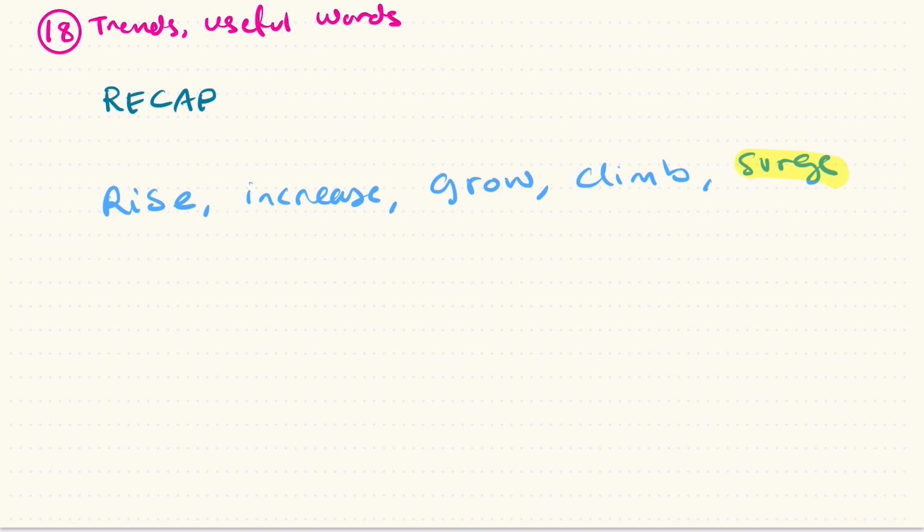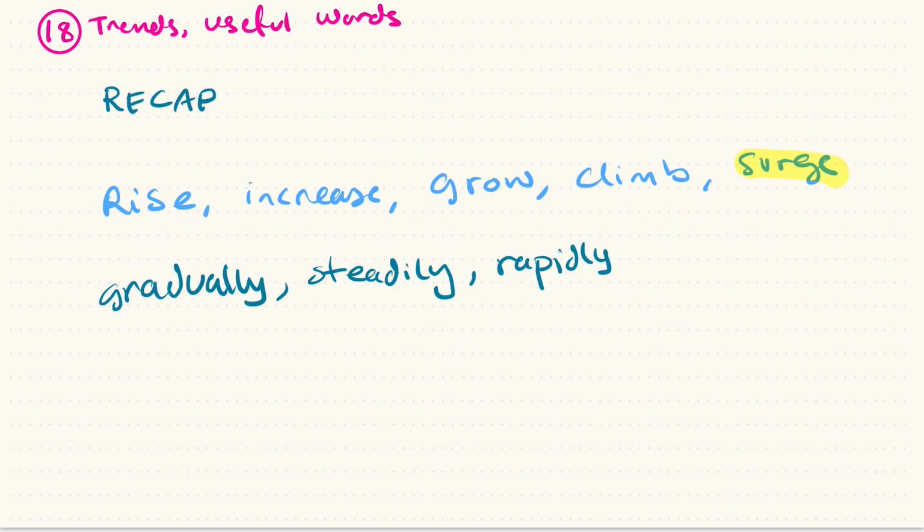So different adverbs that you can use, for example, gradually. So you can say the revenue increased gradually, steadily, similar to gradually, it's just slow and always happening. Rapidly, so something increased rapidly. Sharply, and dramatically. So typically, when we say surge, it means that it's a dramatic increase.